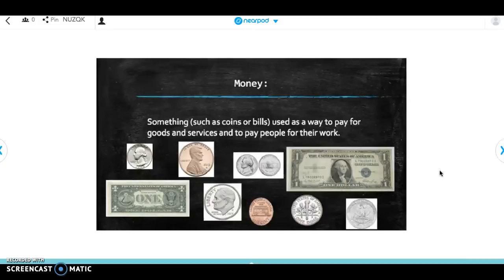Then I go on and start the content. First off, we're going to say, what is money? Well, money is something such as a coin or dollar bill or any kind of bill, which is used as a way to pay for goods and services and is used to pay people for their work. I'd have this on their screen, but also I would have some examples in class, models that they could see and feel and touch.